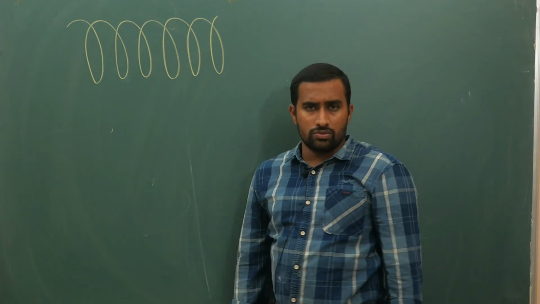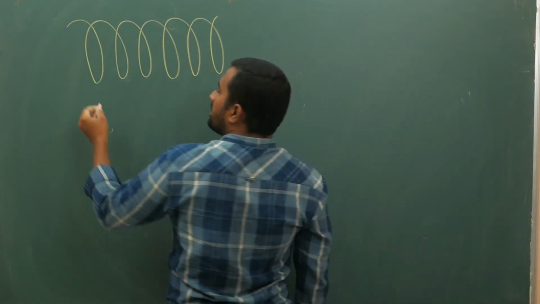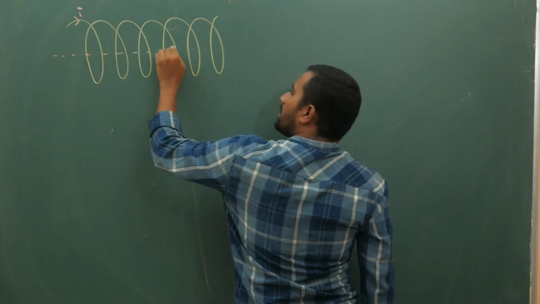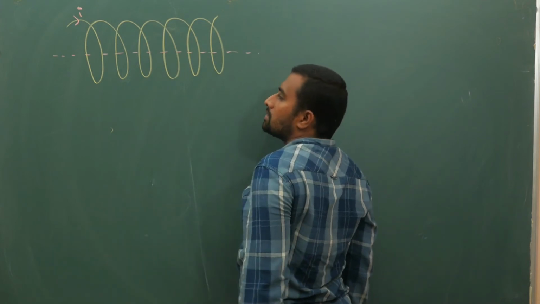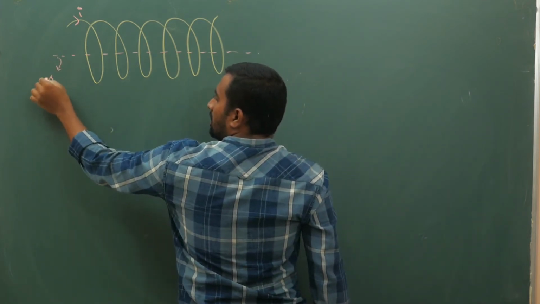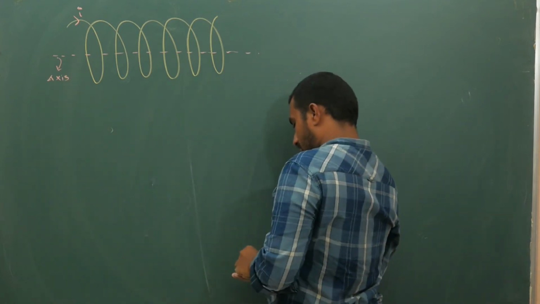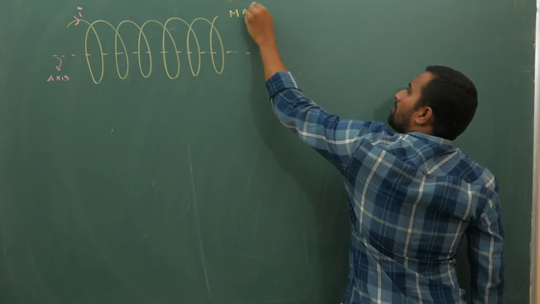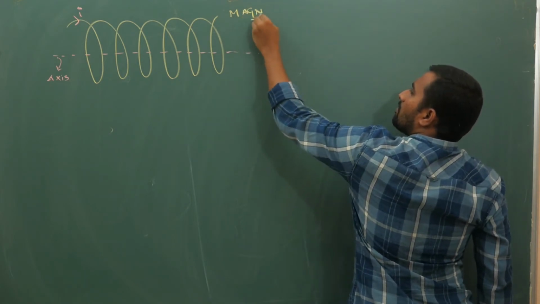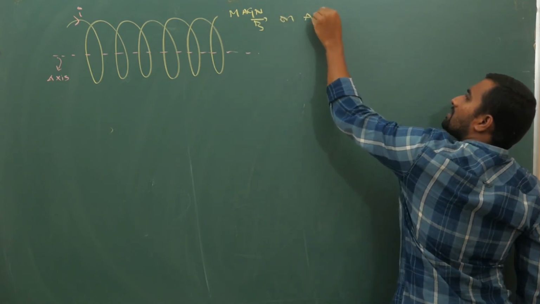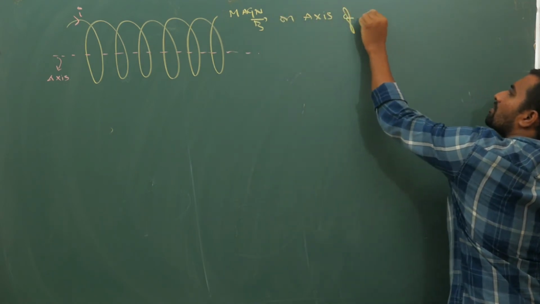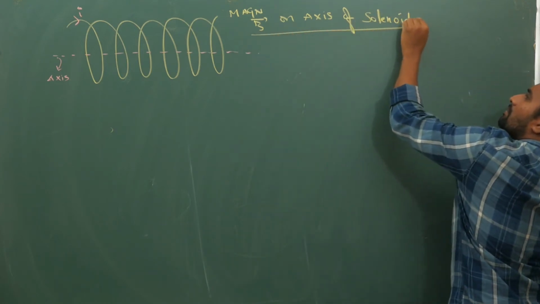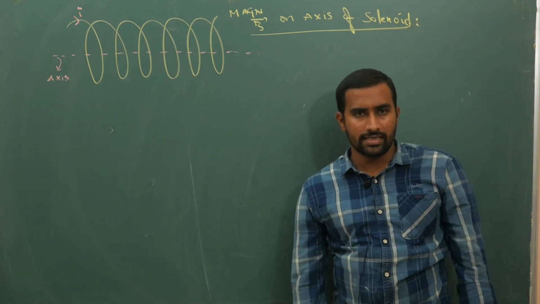Now your current I enters from somewhere here. For this solenoid, the inductor symbol is also the same. This is your axis. I did not keep the heading. So my heading is magnetic field, B bar, on the axis of a solenoid. This is my heading: magnetic field on the axis of a solenoid.